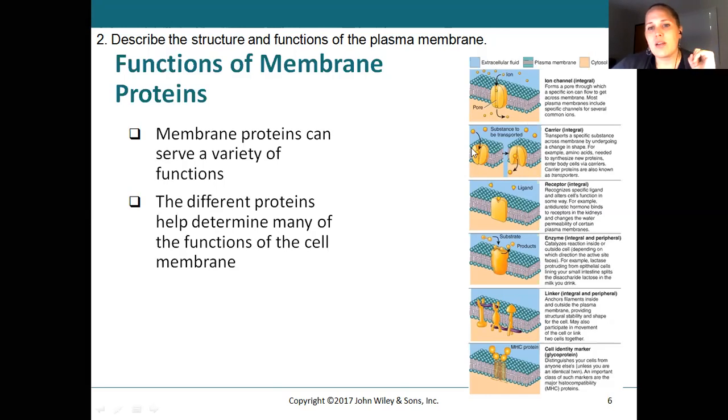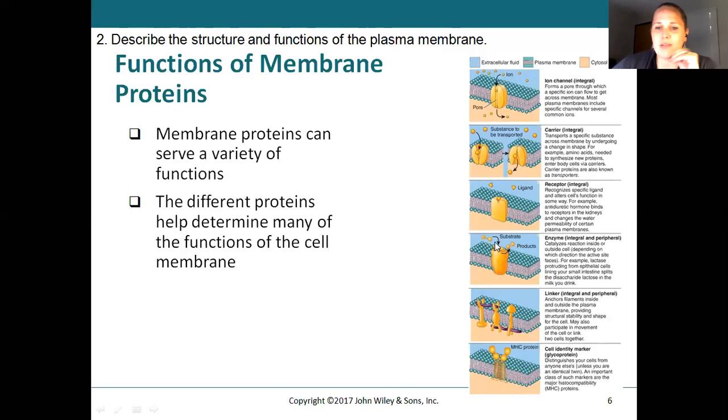The carrier is a slightly different instance, where you've got a conformational change, where it's open to the outside and open to the inside, and undergoes this conformational change. The receptor, as I talked about in the last slide, transduces information from the outside of the cell to the inside of the cell by having a ligand bind to it. So one of the functions of membrane proteins is signal transduction, if you want to get super technical about it, but you could also say sending signals to the inside of the cell, just as correct.